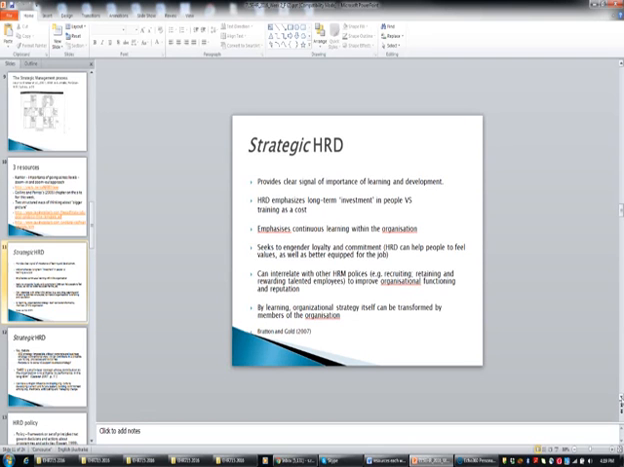HRD can interrelate with other HRM policies around recruitment, retaining and rewarding talented employees, and improving organisational functioning and reputation. So, for example, as you recruit new people, it's most important that they receive a really good orientation to the organisation. So, as you're recruiting, think about the sorts of things that these people may need in the organisation. And by learning, an organisational strategy itself can be transformed by members of the organisation. So again, this gets to this idea of interrelatedness.